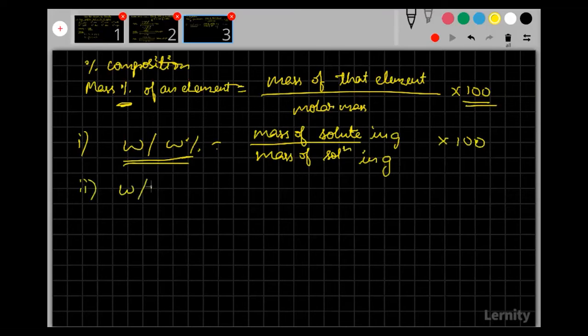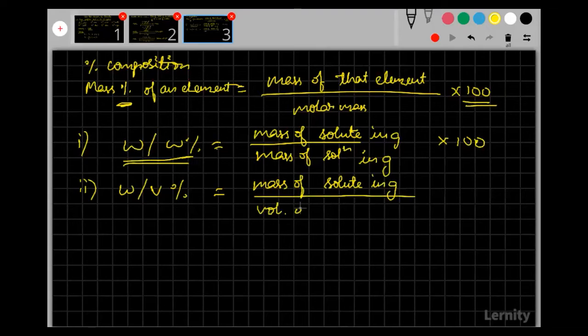Similarly, if they have asked us to calculate weight by volume percentage, then we have to take the mass of solute, which will be in terms of grams. And here V is the volume of solution. This has to be in terms of ml. So be careful with what they have asked in the question. They have asked weight by volume, so I have to take the mass of the solute in grams and the volume of the solution in ml, into 100.